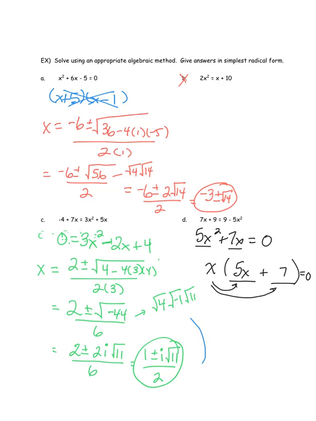And so these two things are being multiplied to equal 0, which means that either the x has to be 0 or the x has to be negative 7 over 5. Now, would the quadratic formula work in something like that? You bet it would. It, however, would be a much longer process than what we just did here by looking for that greatest common factor.